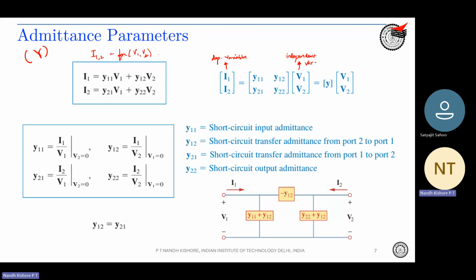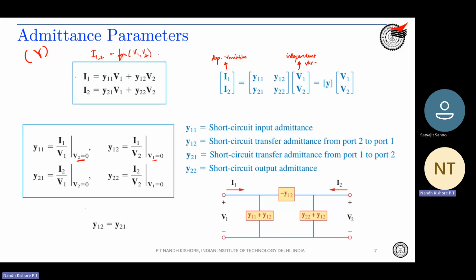And likewise, you can find out how to find y11, y21, y12, and y22 from this expression itself. Because you are going to make the other variable 0, right? That is, if you want y11, you make V2 equal to 0, correct? If you want y12, you make V1 equal to 0. That is why if you are going to tell V2 is 0, that is the voltage is 0, the voltage can be 0 only if there is no drop, right?